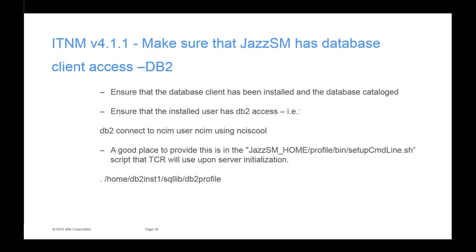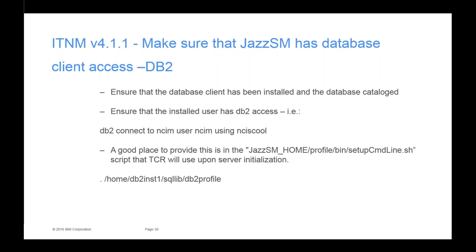Now you want to make sure that, in this case we're using Jazz as an example, Jazz has database client access. So make sure that the database client is installed and the database is cataloged for DB2. Ensure that you have DB2 access. So in this example, you would source your DB2 profile for wherever the instance is, and then run db2 connect to NSIM user NSIM using the password, to check and make sure that you can connect to the database.